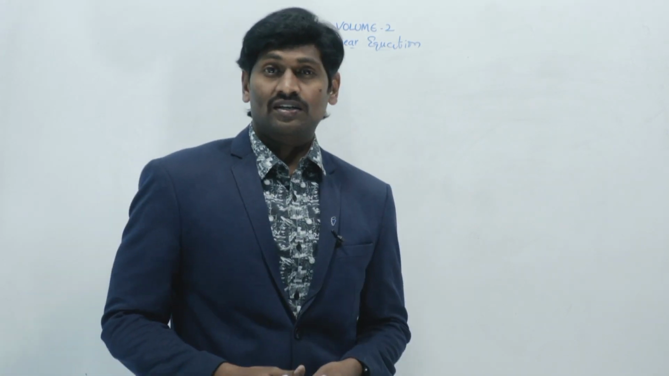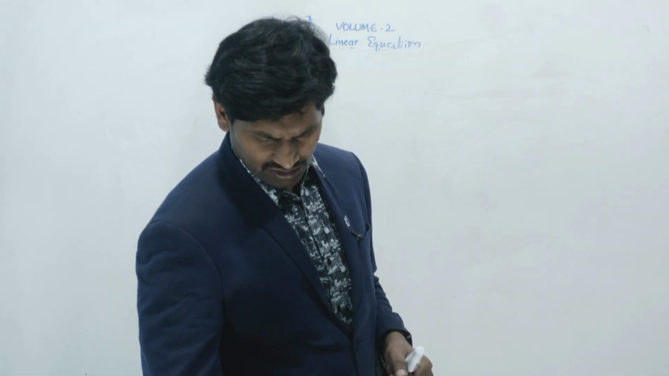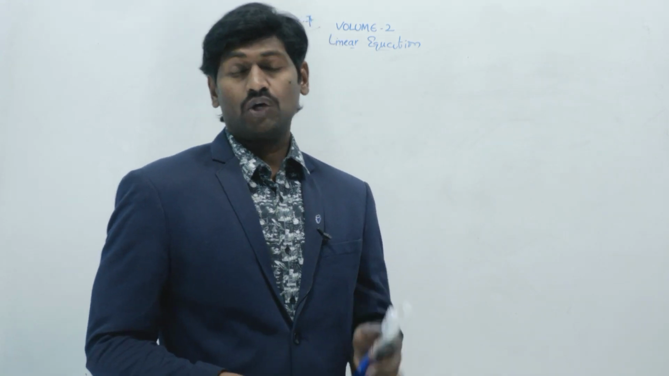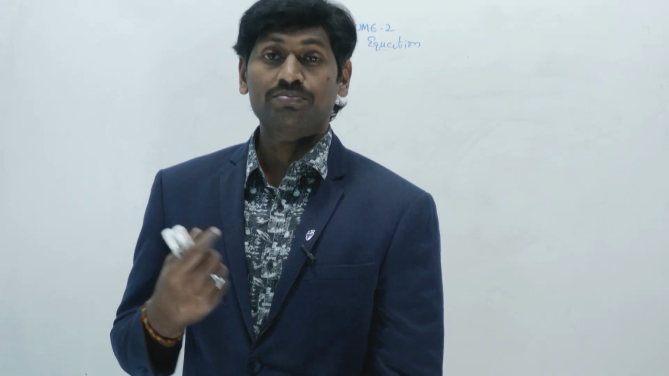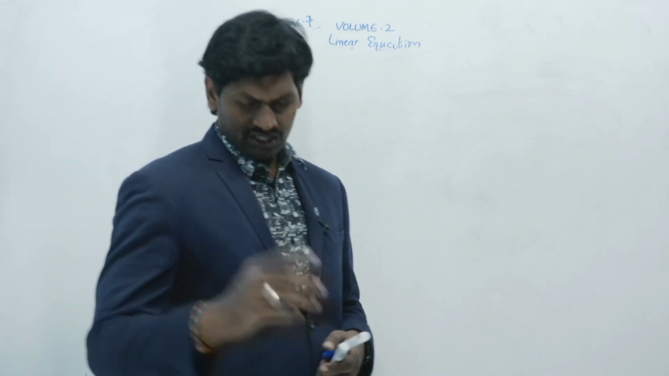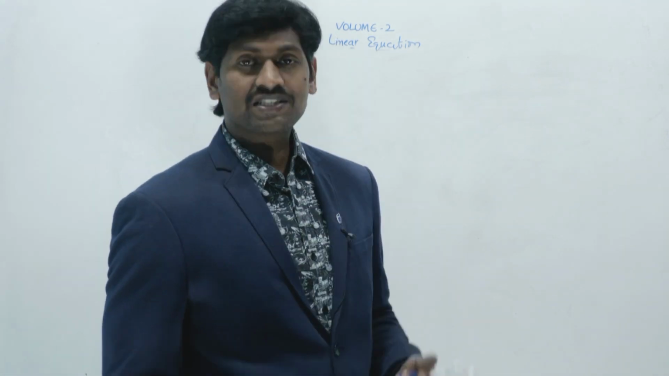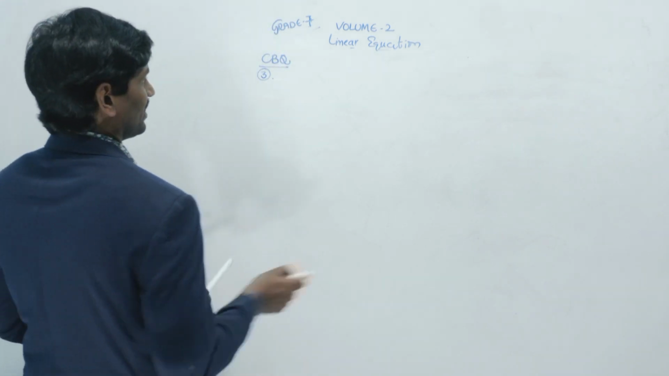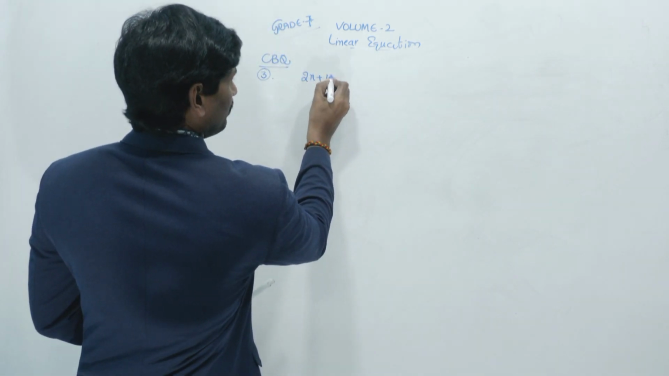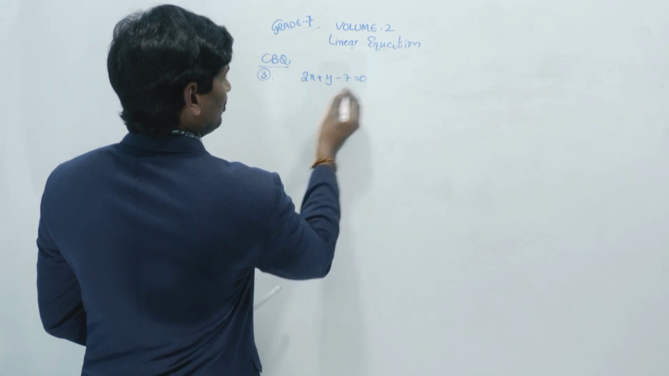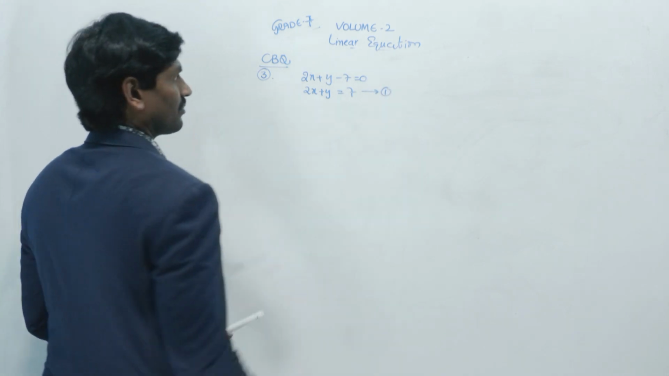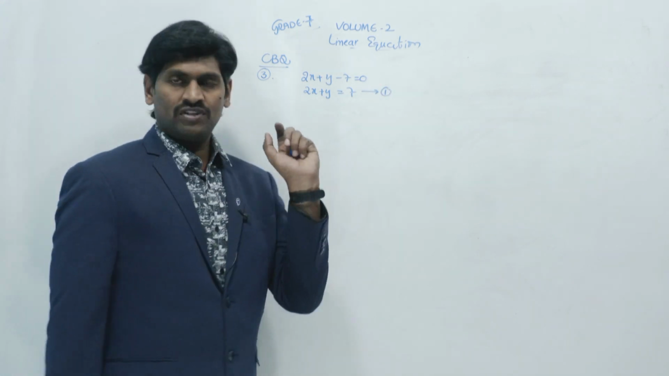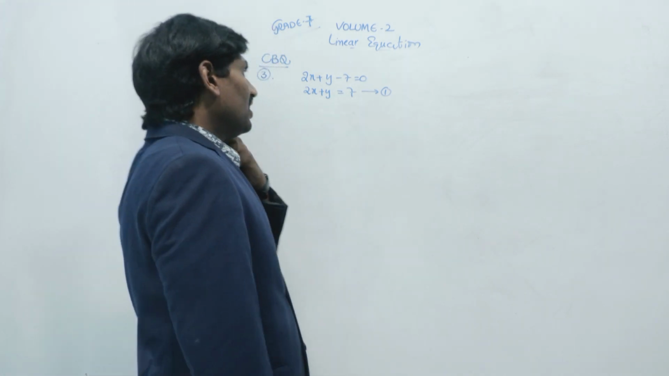Let us go to the third problem. This we also solve using the elimination method. Let us get confidence in this method, then we will go to the substitution method. The equation of the third problem is 2x plus y minus 7 equals 0. This we can write as 2x plus y equals 7, with the variables on the left side and the constant on the right side.